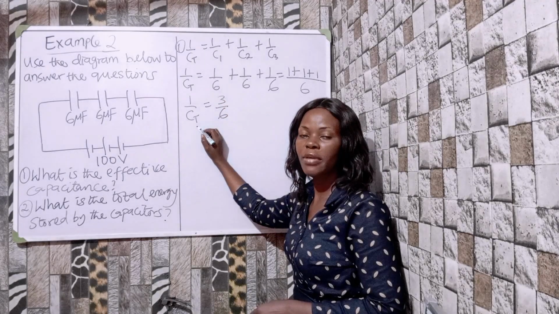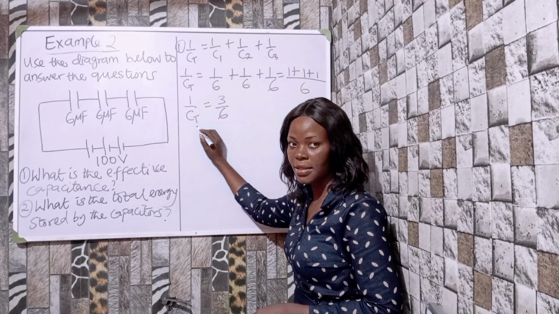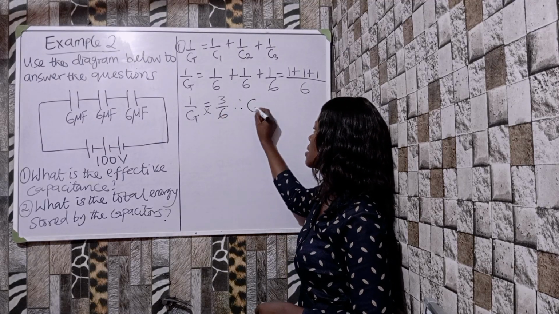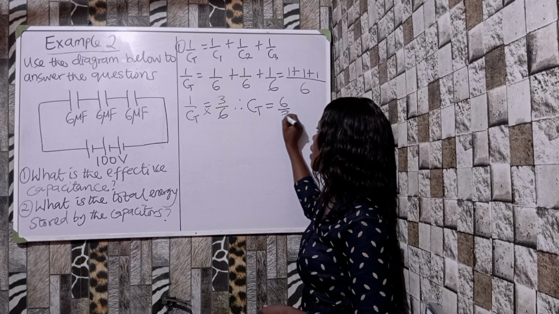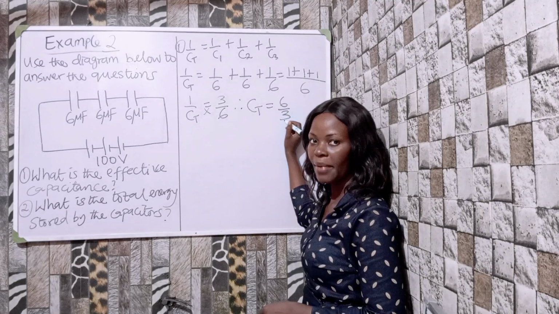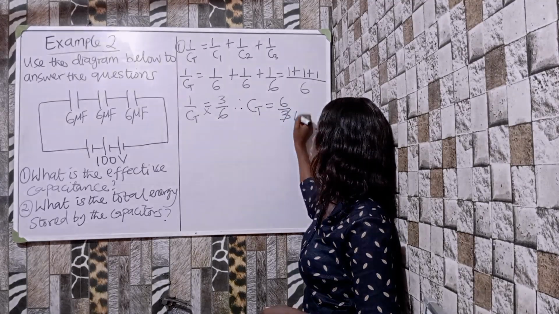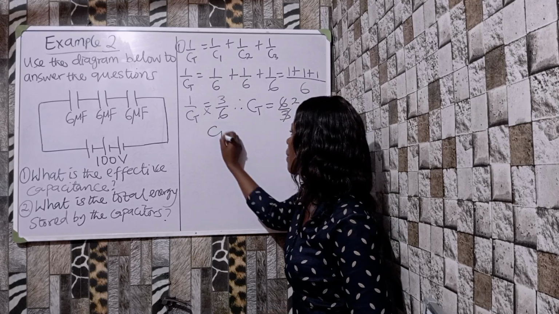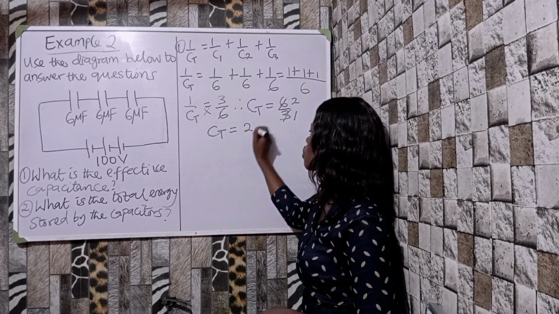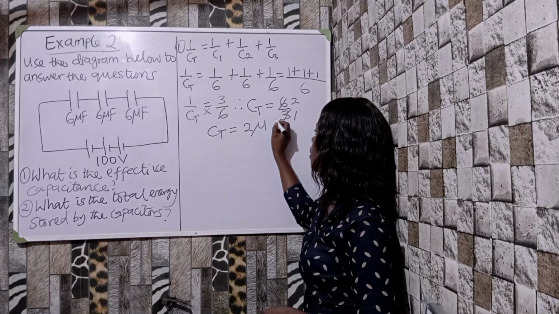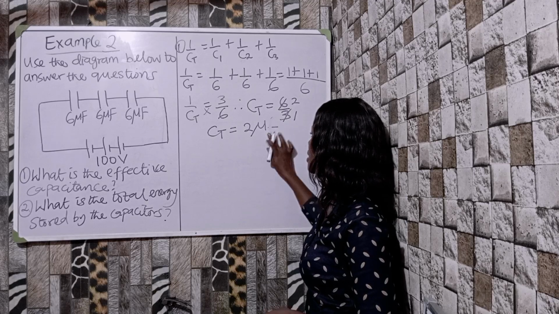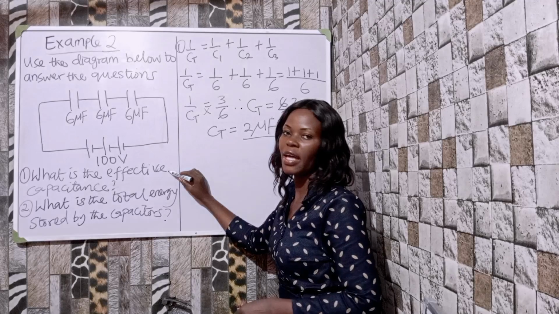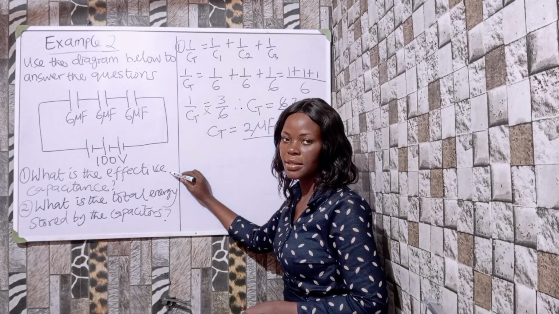Because I'm looking for effective capacitance, I'm going to cross multiply. Therefore, C total is equal to 6 over 3. 3 into 3 is 1, 3 into 6 is 2. So my effective capacitance is 2 microfarad. That is my effective capacitance.